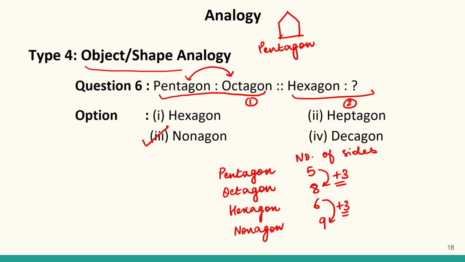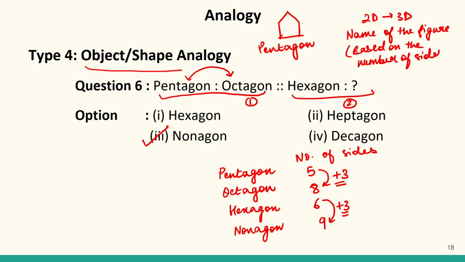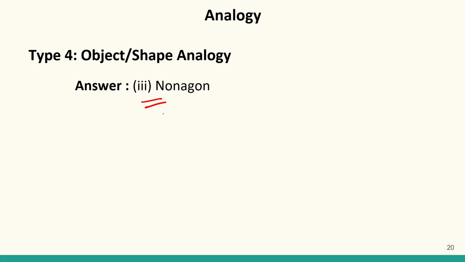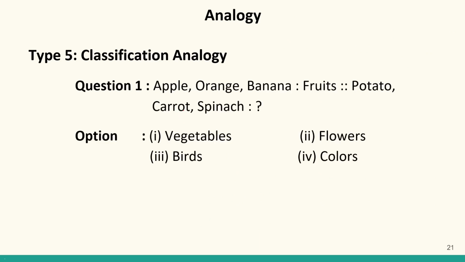So for object and shape analogy questions, it is important to know 2D images and their corresponding 3D images. It is also important to know the name of the figure based on the number of sides. These two concepts are very important for object shape analogy questions. Here you can see that the answer is option number 3, nonagon.